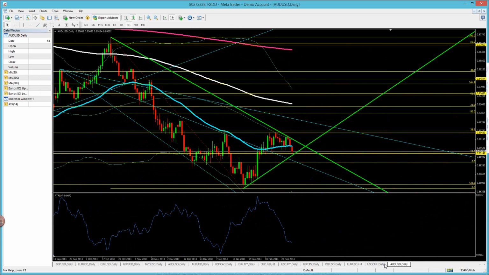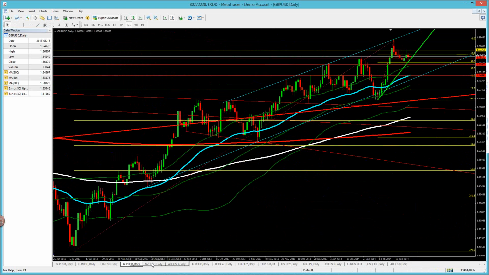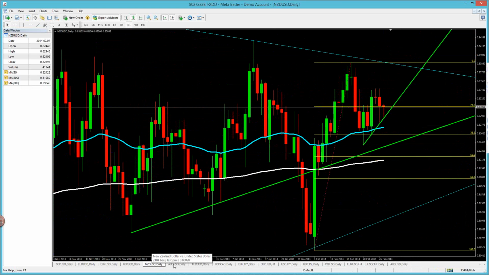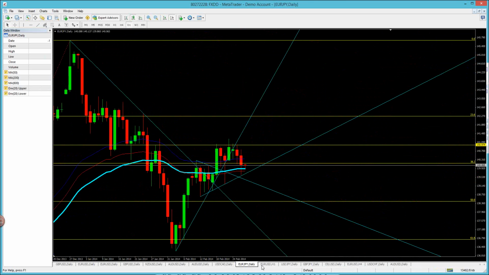And look at that. So the dollar Swiss, I called a buy yesterday. We had a buy. I called a euro dollar sell. We had a euro dollar sell. Pound dollar, I called a sell. We got a sell on that. New Zealand, I called a sell. We got a sell on that. Aussie dollar, I called a sell. We got a sell on that. And of course, if you're part of the Build Wealth Auto Trader program, you made money on that Aussie dollar. Euro yen, I called a sell, and we made money.